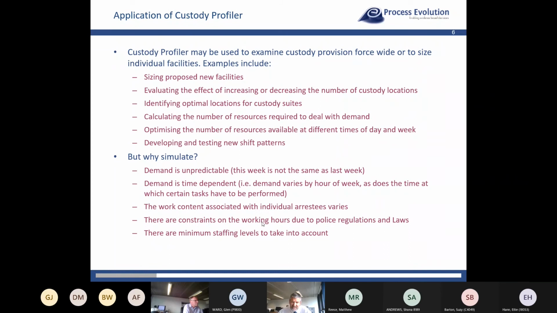The work content associated with individual arrestees varies. Some will have special needs, medical conditions to attend to. Self-harmers will need CCTV cells, etc. And there are also constraints on the working hours due to police regulations and laws, and finally the minimum staffing levels you've got to take into account. So there may be hours of the week where you've only got 1 or 2 people in custody, but your minimum staffing levels will still have to be adhered to in order to make sure the staff and the detainees are safe.